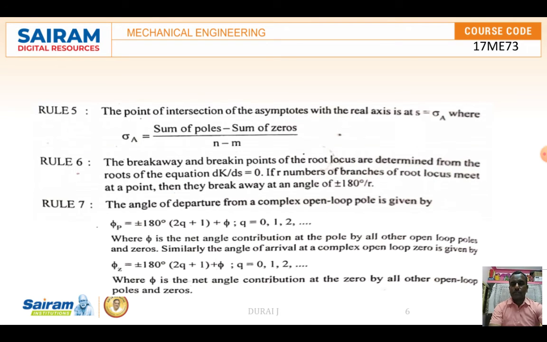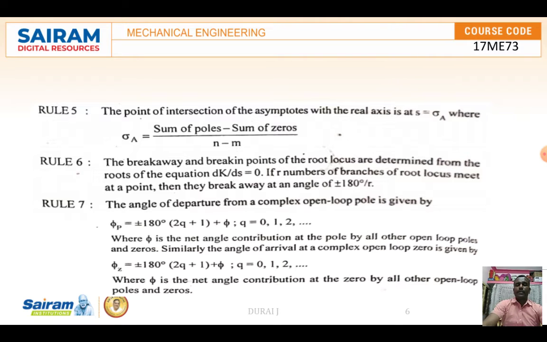Then comes finding the centroid. The formula is the sum of poles minus the sum of zeros, divided by n minus m. For the sum of poles, suppose the poles are 2, 3, 4, then 2 plus 3 plus 4. Similarly the sum of zeros: suppose only 2 zeros come, 1 plus 2, so 3. Divided by n minus m, 3 minus 2. Like this it works out.